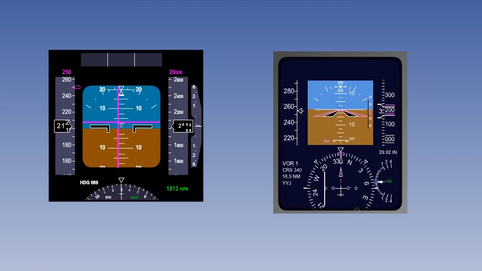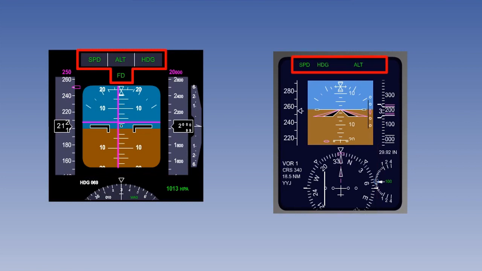The attitude director indicators are being replaced by electronic primary flight displays, which are part of the modern electronic flight instrument system. They not only include the above indications, but also can display much more information. This includes indicated airspeed, pressure altitude, vertical speed tapes, and sometimes part of the navigation display.